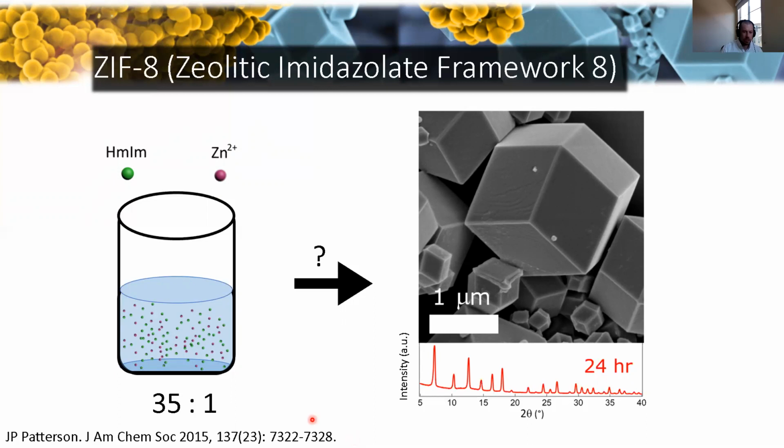So the way this works is you take your methyl imidazole and your zinc substrate, so typically zinc acetate, and you mix them in water. The ratio that you mix them is really important. To start off with, we're going to talk about this ratio of 35:1. And over a time period of 24 hours, you get these crystalline precipitates, so very beautifully faceted crystals of a variety of different sizes, which using powder X-ray diffraction, we can confirm are indeed the well-known ZIF-8 structure.